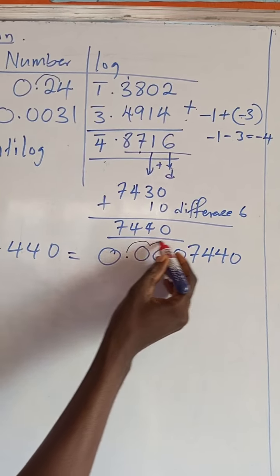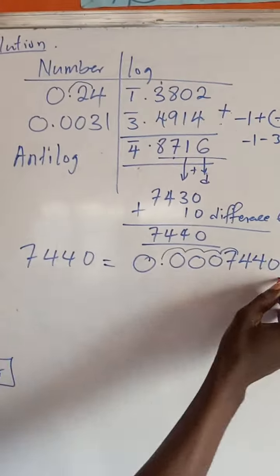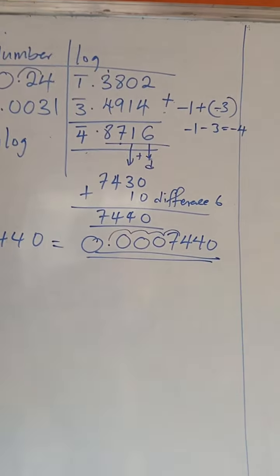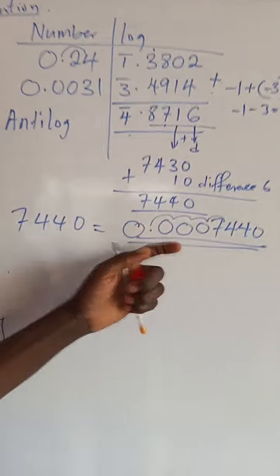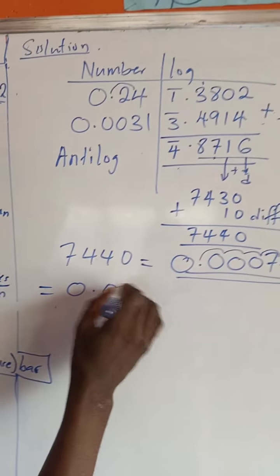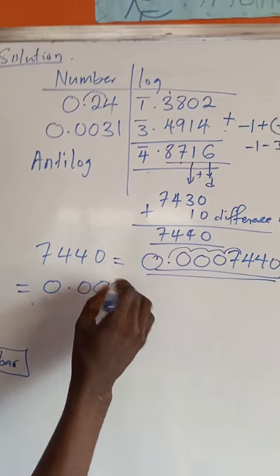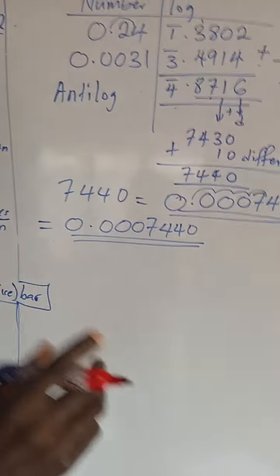Let's look at this one. 1, 2, 3, 4. Now this one will give me a characteristic of 4. So this will now finally be my answer. I will do it in such a way that it's going to have a characteristic of 4. So therefore I will have 0.00074440. So that will be my answer.